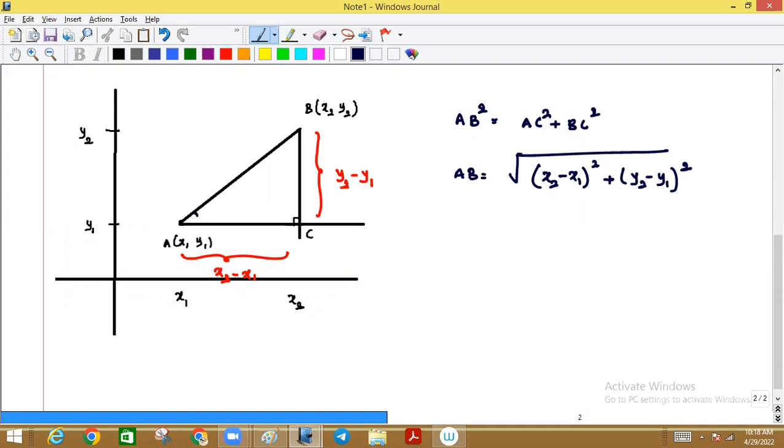Now look, slope is always given by tan theta. If I take tan theta, that is opposite by adjacent. Opposite is y2 minus y1. What is the adjacent? x2 minus x1. This is called slope. Understood?